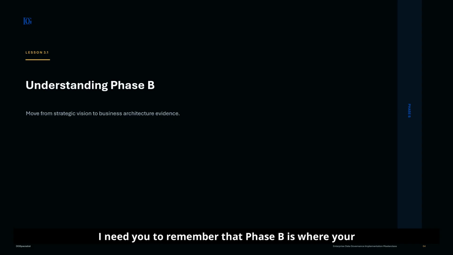I need you to remember that Phase B is where your entire governance vision is tested against how the organization actually works on a day-to-day basis. Strategy might define the ambition, but it's business architecture that shows us where decisions are made, where value is created, where data is produced, where accountability is missing, and ultimately where governance must be embedded.